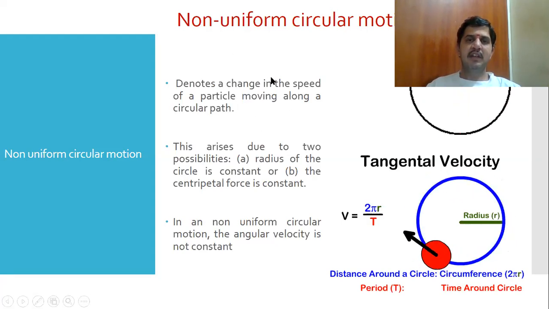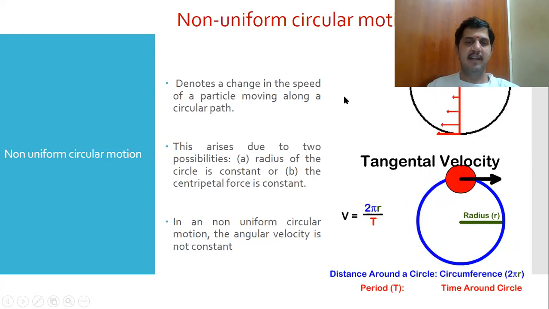So non-uniform circular motion is one which denotes a change in the speed of a particle moving along a circular path. Generally, when we talk about circular motion, we assume that the speed is constant, but here the speed is also varying. Earlier you had only one acceleration, which was along the radius, nothing but your centripetal acceleration. Now you observe that there is one more acceleration coming in, which is because of the change in the speed.